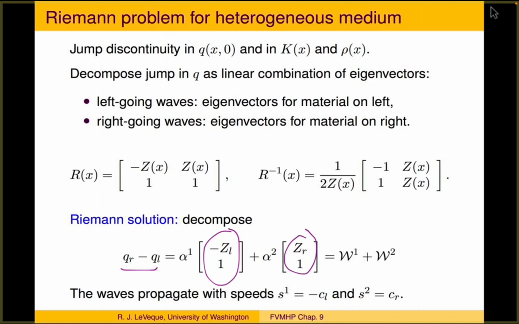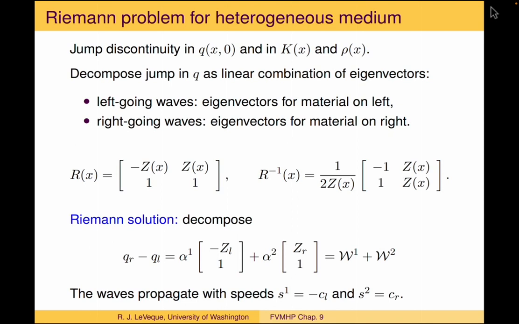And so if we can find these coefficients alpha 1 and alpha 2, then that tells us what the two waves W1 and W2 are, and then they propagate at speeds that are given by the speed of sound in the two materials. So the left-going wave is propagating with speed minus CL in the left state. The right-going wave is propagating with speed plus CR in the right state. And to calculate alpha 1 and alpha 2, since we know QR minus QL, this is just a linear system of two equations for alpha 1 and alpha 2.